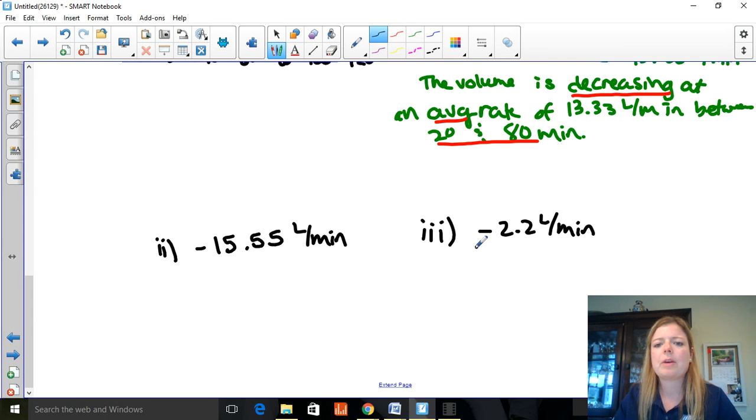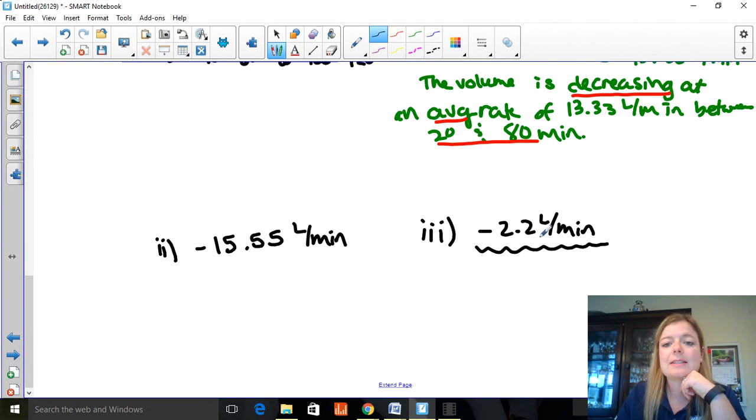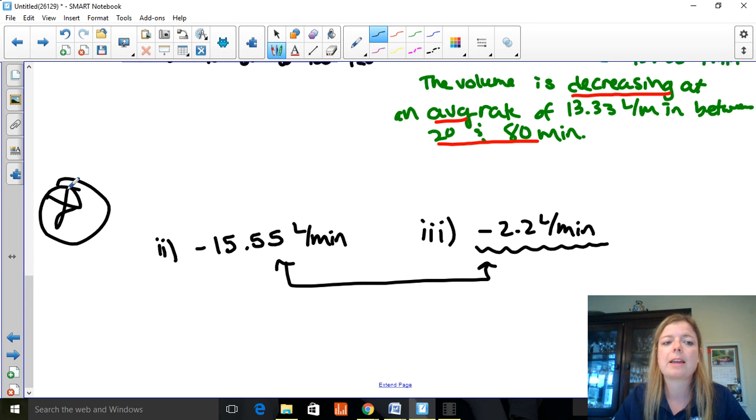Now I want you specifically to think about this one: why it makes sense that this number is so much different than this number. Why are we only at minus 2.2 when this one was at minus 15.55? We can discuss that more together as a group tomorrow, but understanding the difference between these two is crucial. So if you don't understand that right now, make sure you put a big star by it and make sure you talk to me tomorrow.